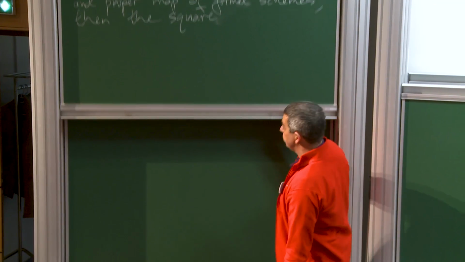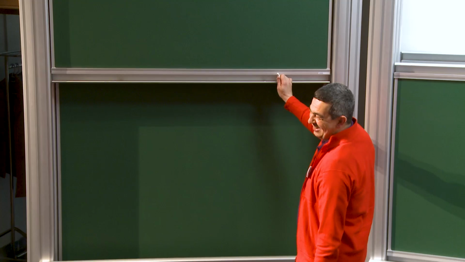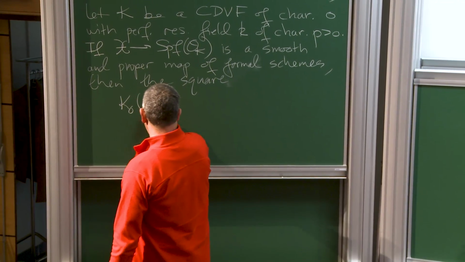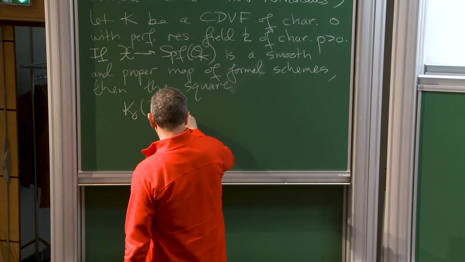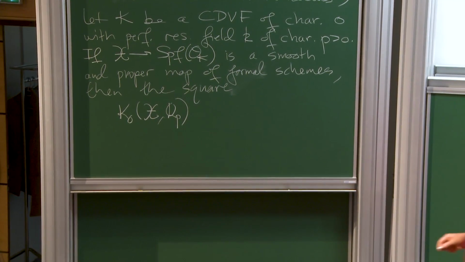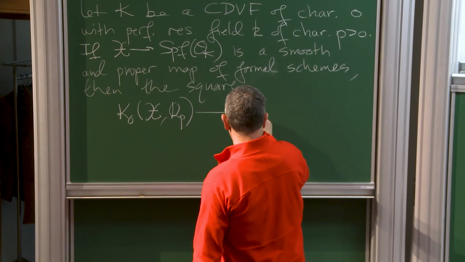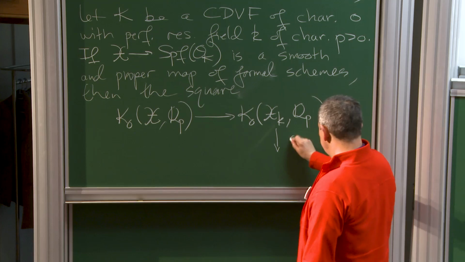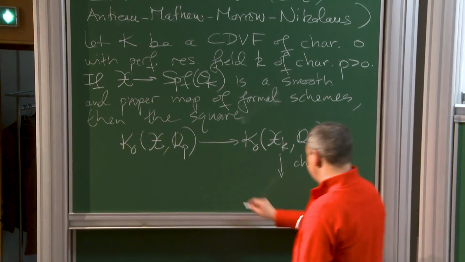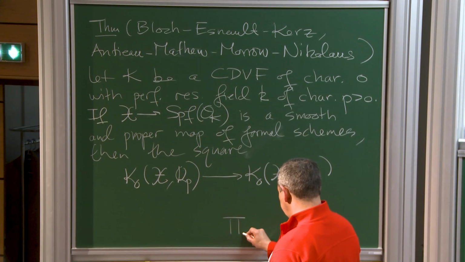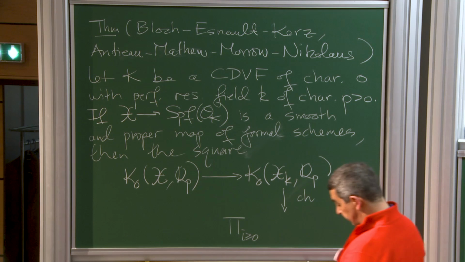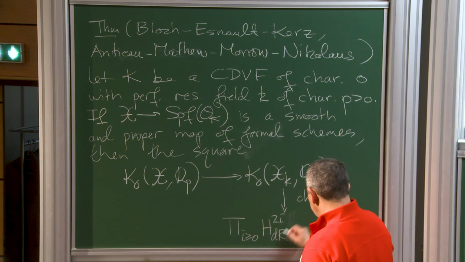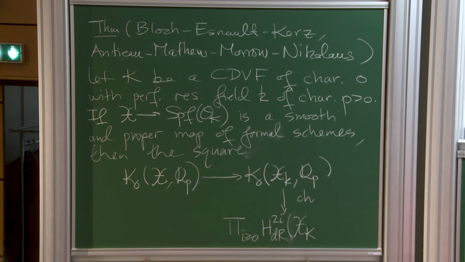So let's see if it can fit here. So we take K naught of X, p-complete and invert p, and then now we map this to the same thing for the special fiber. Then here there's a crystalline Chern character, and we can identify its target with the de Rham-crystalline homology of the generic rigid analytic fiber.